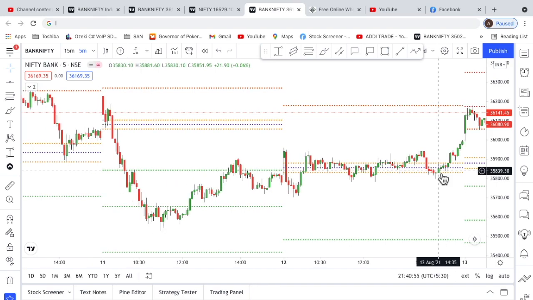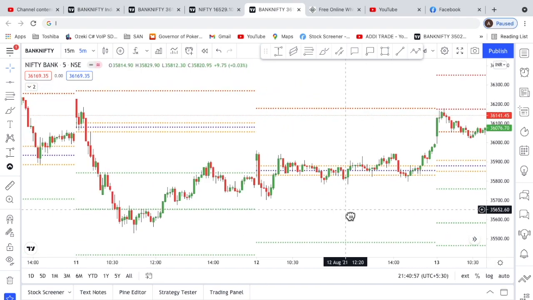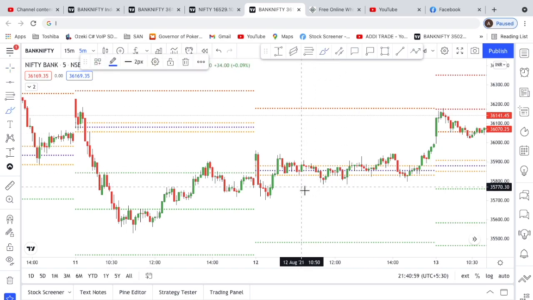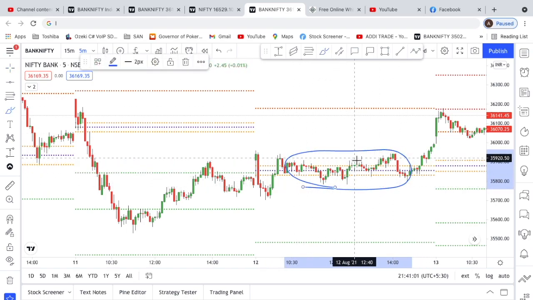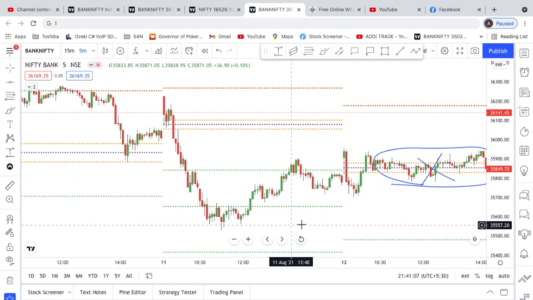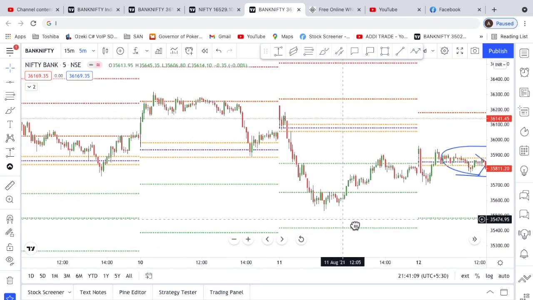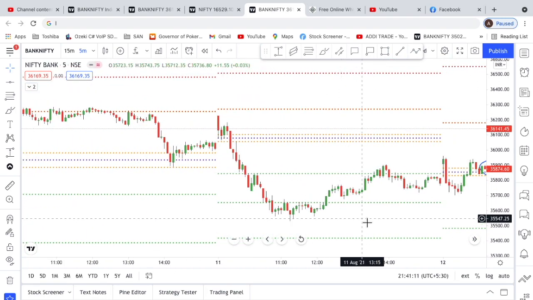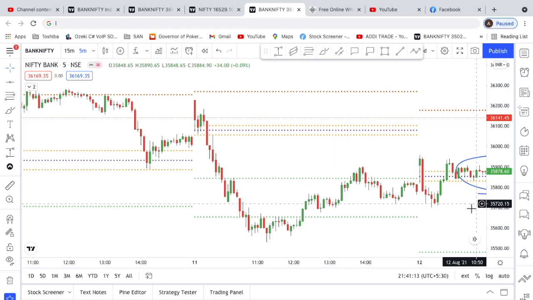So days like this, where the price is consolidating very close to the CPR, is a no buying day for options. It's only a selling day. Now let's see another example where we could have bought options. See, on this day, a lot of people whom I teach this strategy made very good money.